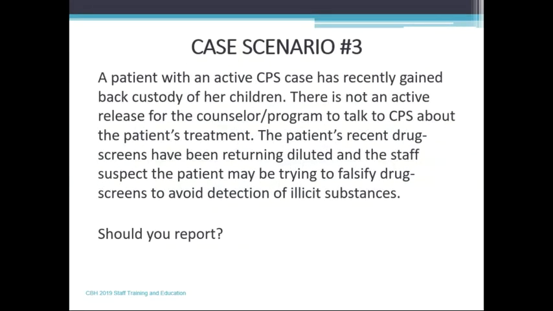So case scenario number 3, a patient with an active Child Protective Service case has recently gained back custody of her children. There's not an active release for the counselor or program to talk to the Child Protective Services about the patient's treatment. The patient's recent drug screens have been returning diluted, and the staff suspect that the patient may be trying to falsify drug screens in order to avoid detection of illicit substances. Is this a case where you would report?